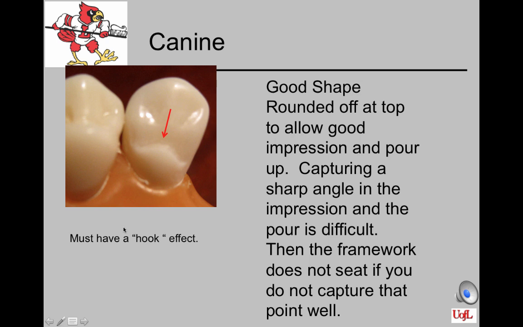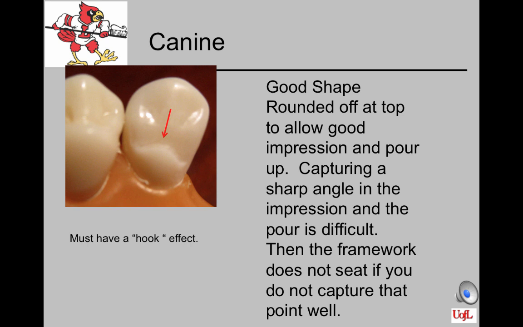Remember that the maxillary canine has a natural cingulum, and you can prepare a chevron-shaped rest at the junction of the cervical and middle third. This one has a good shape. It has a rounded top. It's not a pointed area.